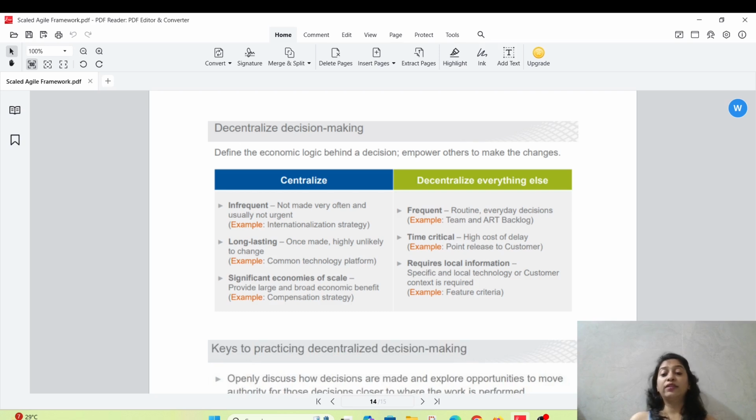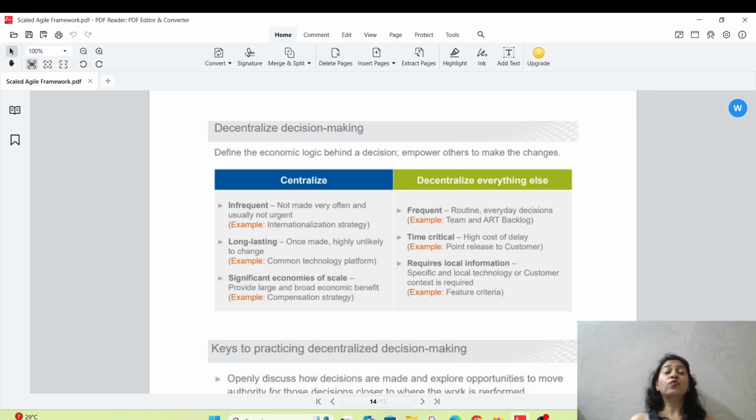Frequent, that is routine and everyday decisions, right? Example, team and art backlog. Correct. Then the time critical, high cost of delay. Example, what point release to the customer requires local information. Example is feature criteria, specific and local technology, and the customer content is required. That is decentralized everything else.